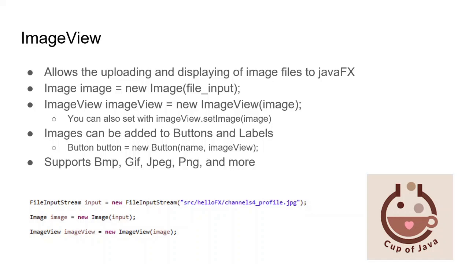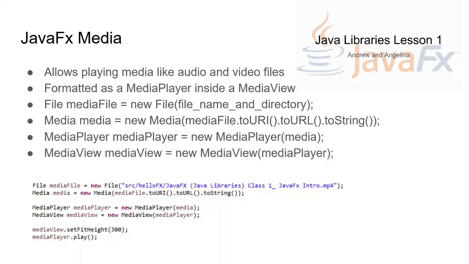So you can see here we have just a simple example of getting the Cup of Java YouTube profile displayed. We can also display media, which is video and audio, so MP3 and MP4, MOVs, stuff like that. And so we have a media player inside a media view. Media player addresses things like the volume, the play rate, and all that, while the media view is more like a traditional node that you can scale and all that.